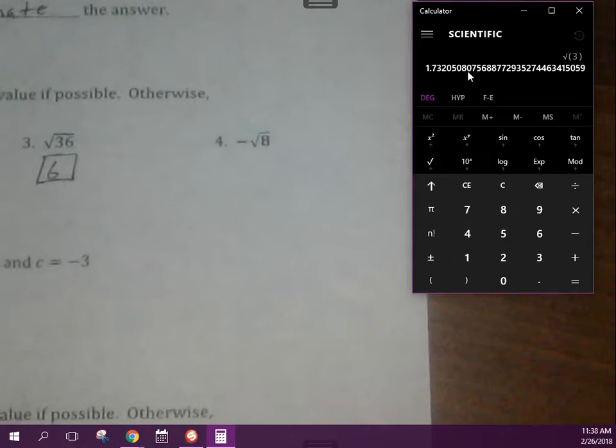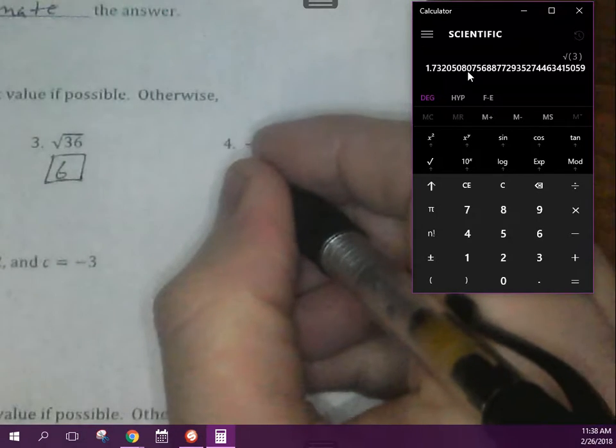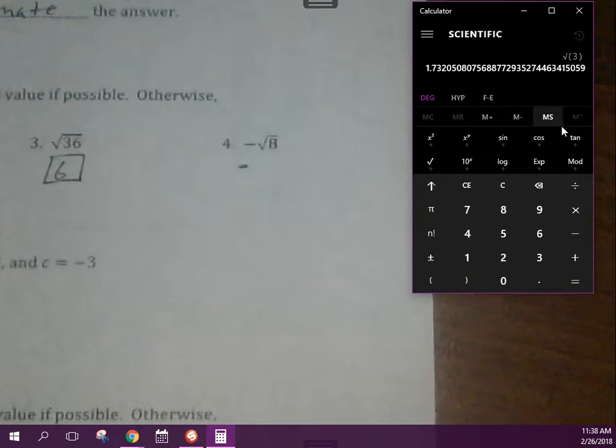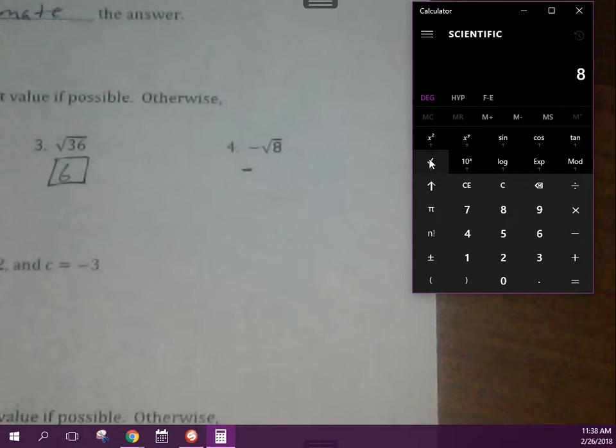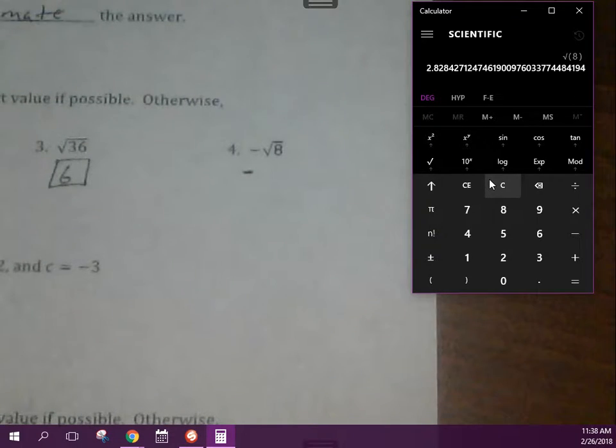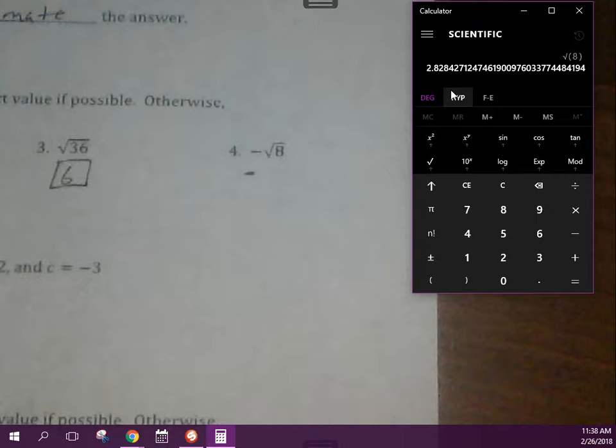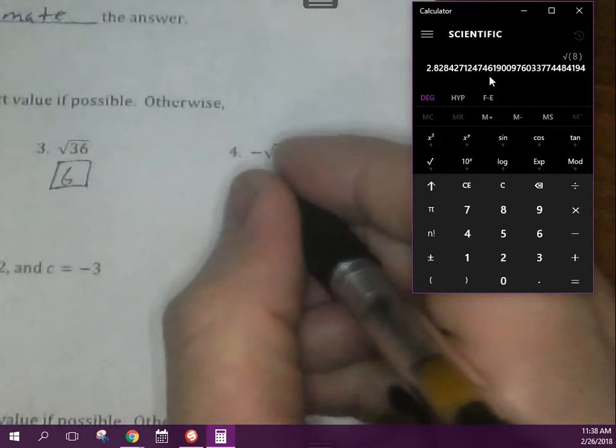On number 4, the square root of 8. We don't know that, but I know it's going to stay negative. So I'm going to do 8 and then the square root. Depending on which calculator you have, you might have to do it in a different order. I'm going to round to the nearest hundredth. This is my tenth, this is my hundredth. The next number is an 8, so I'm going to round this 2 up to a 3. So I get 2.83.